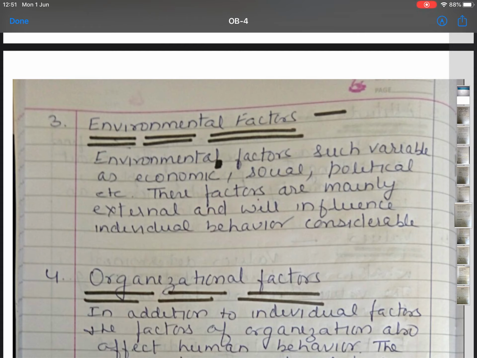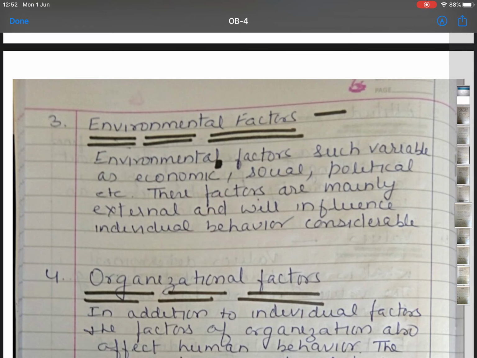Then the second environmental factor is the political factor. The stability of the government can affect employment opportunities both in quantity and quality. So if the political condition of the country is stable, then it is considerably going to affect individual behavior.